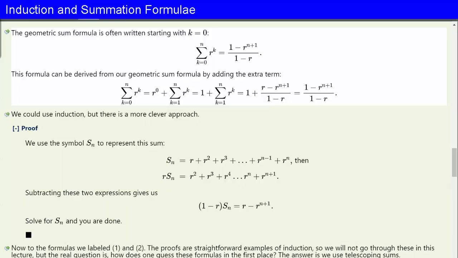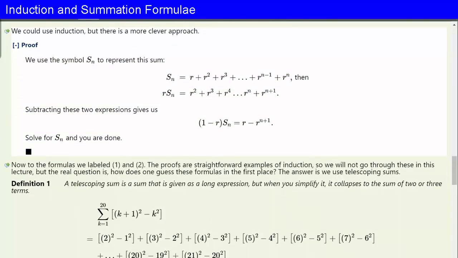It will be a good drill for us to run through the proof of this important formula. You can use induction, but there is a more clever approach. Use the symbol capital S n to represent this sum. S n is r plus r squared plus r cubed plus, up to r to the n minus 1 plus r to the n, the whole thing written out longhand.